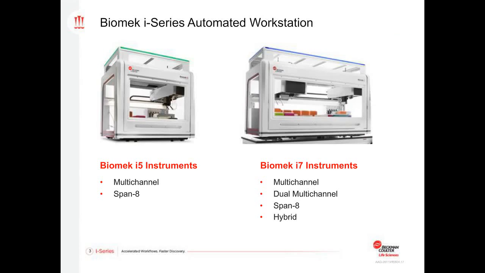So for the brief introduction, the i-Series come in 2 different formats. The i5, shown on the left, has a single pod, which can either have a multi-channel head, such as a 96 or a 384 channel head, or it can have a Span-8 pipettor, where each of the probes can spread out, allowing you to access multiple tubes at once. Shown on the right is the Biomek i7. This can have up to 2 heads, so it can have either a single multi-channel or a single Span-8 head, or it can have dual multi-channels or one of each, a Span-8 and a multi-channel. And it obviously has a larger footprint than the i5 shown on the left.